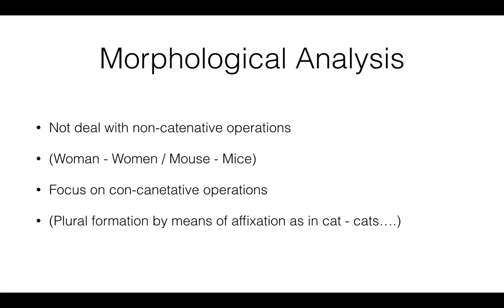Instead, I will focus more on the similar examples we have seen in the previous slide, and those are concatenative operations: those which are general and involve a clear change, not exceptional. For example, by adding affixes. Usually we add affixes: cat becomes cats, like the third person singular, walk, walks. So this is just to draw your attention to this. I'm not going to refer to those kinds of examples there.